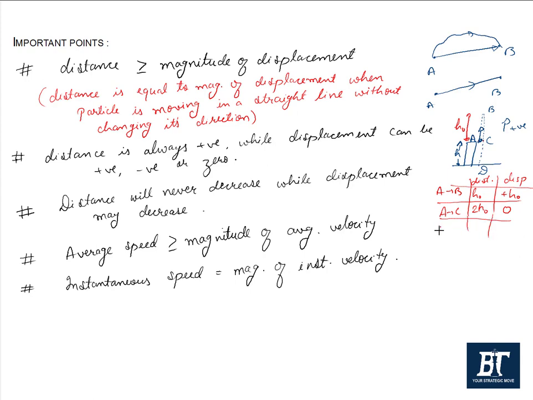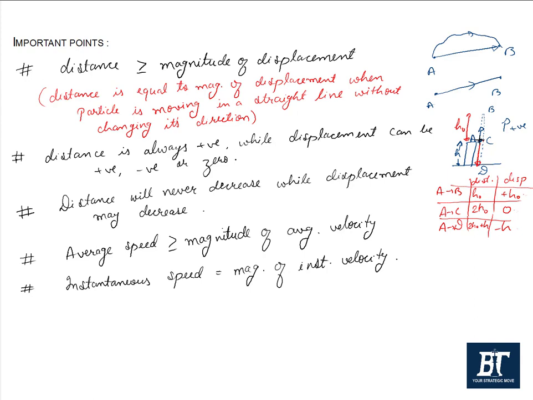And for the path A to D, distance traveled by this ball will be equal to length of AB plus length of BD. So length of AB is h naught, and length of BC is also equal to h naught, and length of CD is h. So total distance of this particle will be 2h naught plus h, but the displacement of the particle will be minus h because the length of the line joining A to D is equal to h, and displacement in this case is in the negative direction.